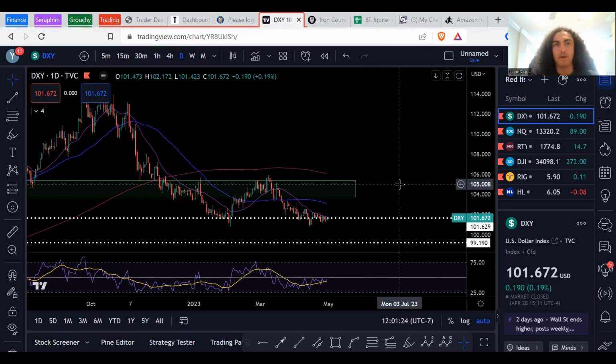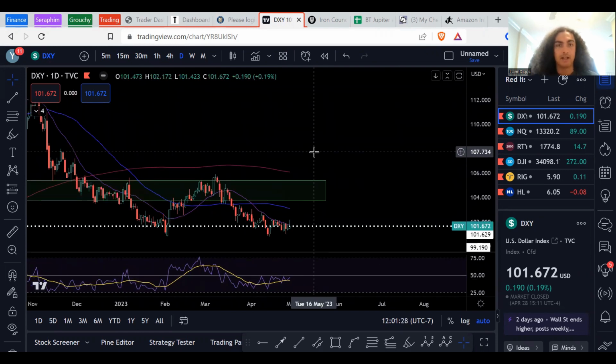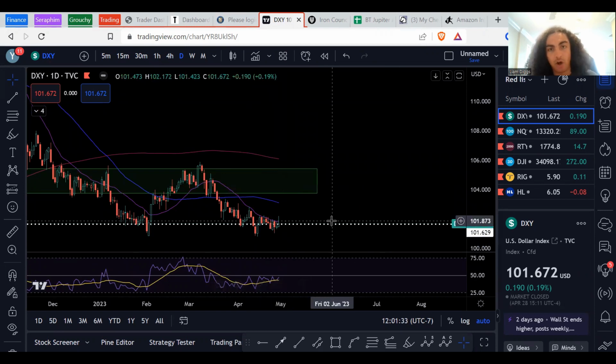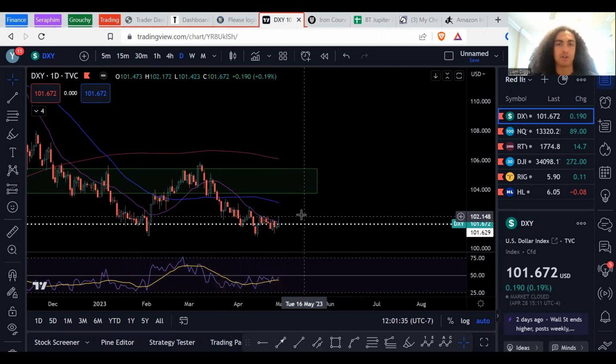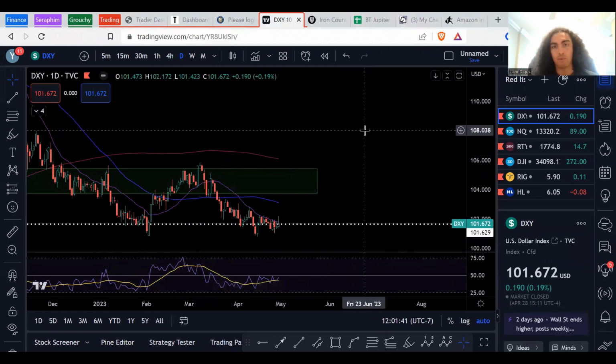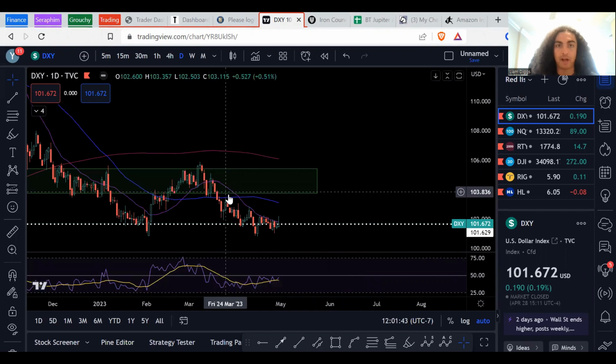All right, we're starting off on a daily time frame, looking at the US dollar, the DXY. Zooming in just a little bit here, you can see that we just had sideways action all last week. Pretty much didn't really go anywhere, neither up nor down. Still holding this support level at 101.62, but unable to break above the 20-day moving average.